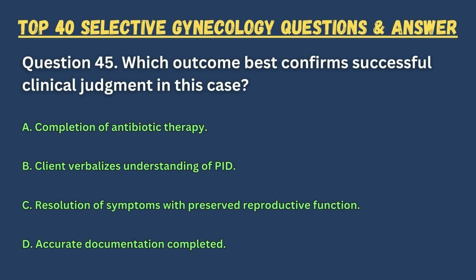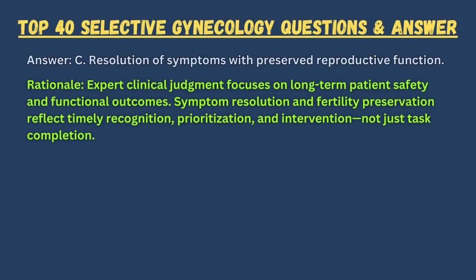Question 45. Which outcome best confirms successful clinical judgment in this case? A. Completion of antibiotic therapy. B. Client verbalizes understanding of PID. C. Resolution of symptoms with preserved reproductive function. D. Accurate documentation completed. Answer: C. Resolution of symptoms with preserved reproductive function. Rationale: Expert clinical judgment focuses on long-term patient safety and functional outcomes. Symptom resolution and fertility preservation reflect timely recognition, prioritization, and intervention, not just task completion.